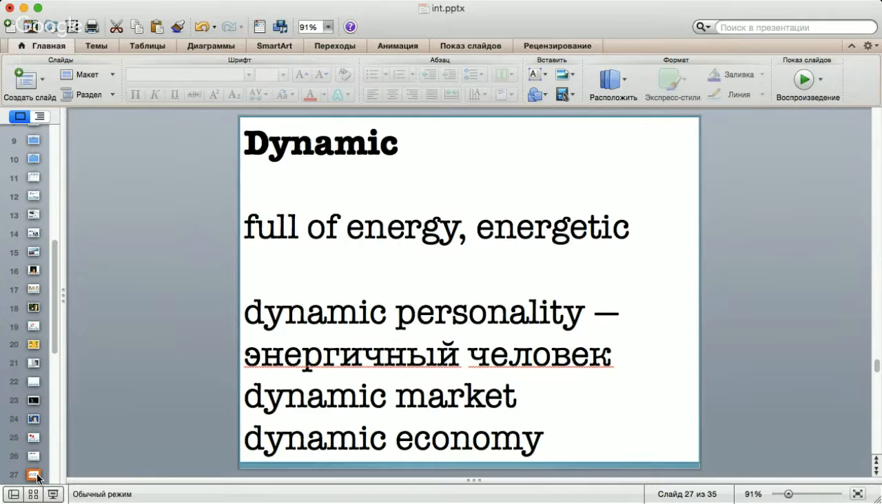And I hope that you guys are really dynamic and you manage to do a great number of things during the day, because if you're a dynamic person, you can work a lot, you can think a lot, dream a lot. So that is really cool. So dynamic personality, I think you understand what it means. Dynamic market is the market which develops very, very rapidly. And dynamic economy, again, the economy which develops very rapidly at a very fast pace. Okay.